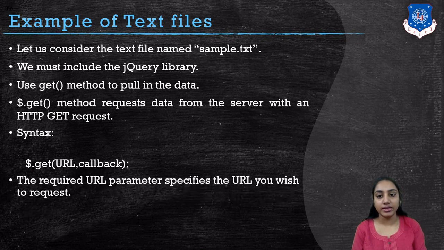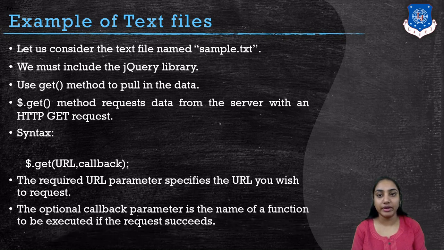Now what is the URL? It is the URL of the web server page from which you want to download your text file. Whatever text file is stored at the web server, that server URL link will be provided in the first argument. The second one is the callback, which is optional, but whatever data is read from your text file will be passed to your function, and that will be executed if the request succeeds. So this is the normal get function syntax.